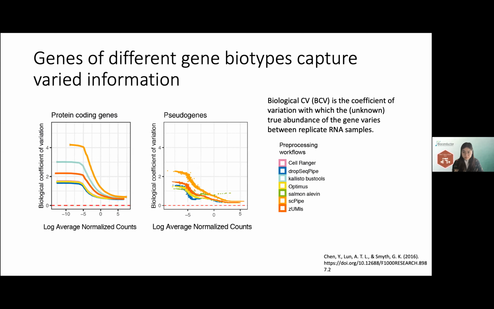And interestingly, for them, the pseudogenes displayed even less variability compared to the protein coding genes for lowly expressed genes. So we might conclude that pseudogenes do capture some biological information. So I want to see whether it would influence the final clustering performance or not.